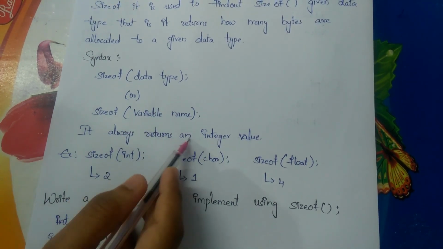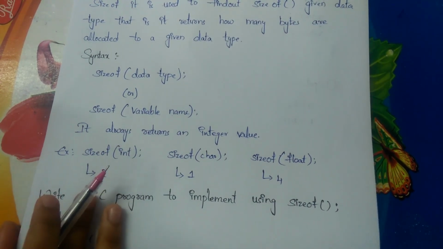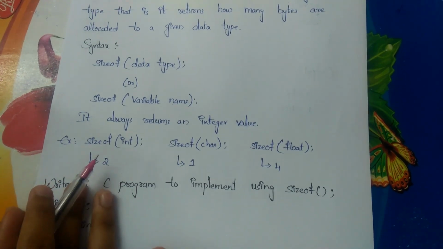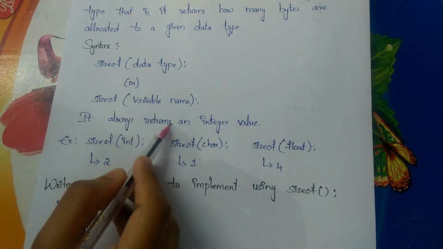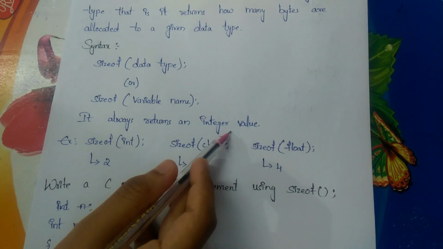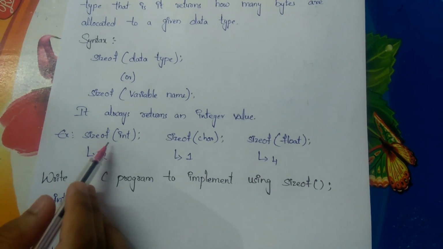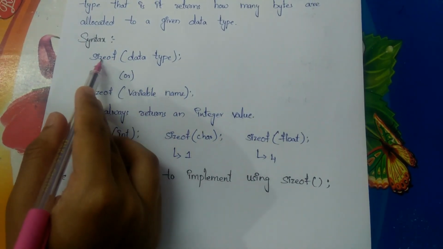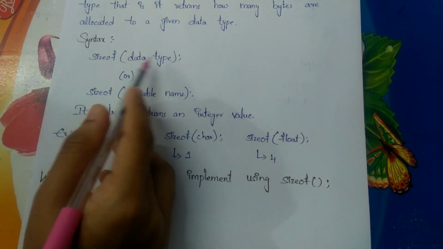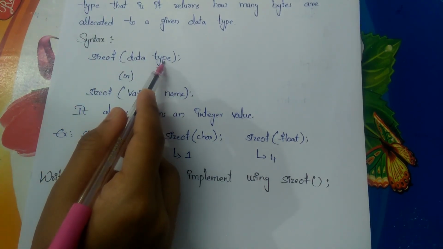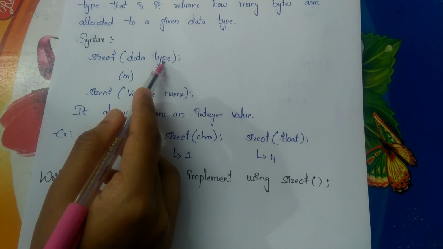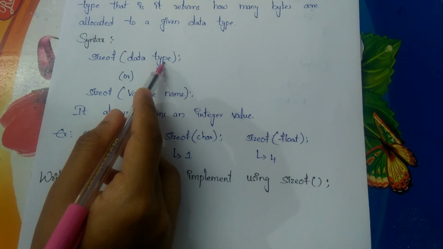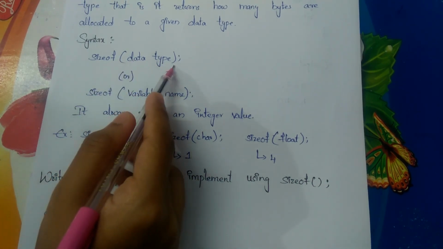Now this always returns an integer value, because memory will be in integer form, and sizeof always returns an integer value only. Now if we see the example, in the first syntax we have seen sizeof, and within the braces I am giving the data type. We have some data types like int, char and float. Now for int, if I want to get the memory, it means how many bytes the int has taken, then I can use this syntax.